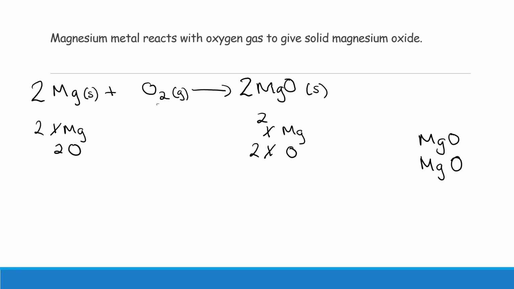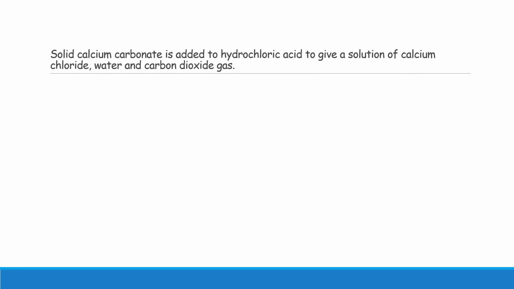Now I can see I've got 2 magnesiums and 2 oxygens. It's balanced. Tick, tick. You should never get these wrong. Now let's try another example.